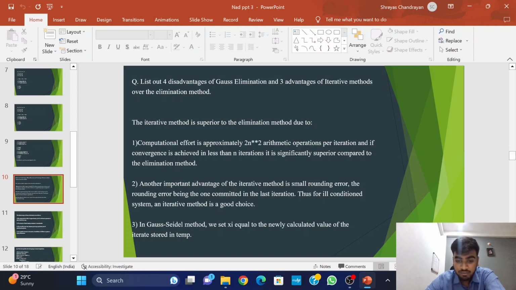In Gauss-Seidel method, we set xi equals to the newly calculated value of the iterated code in temp.